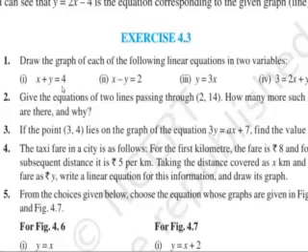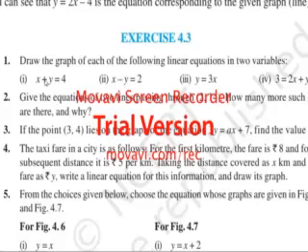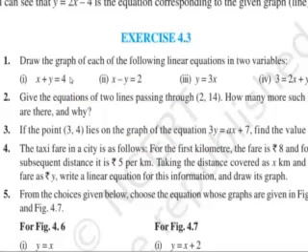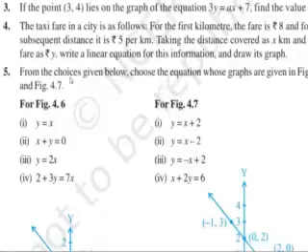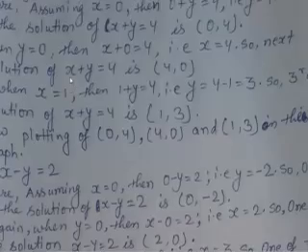For that you can keep the value of x at 0, then you will get y is equal to 4. Again y at 0, then you will get x is equal to 4. So two points became 0 comma 4 and 4 comma 0. Then you can keep x is equal to 1, then you will get y is equal to 3. In this way you will get 3 points and then you will plot. You can see in the solutions also that I had sent.